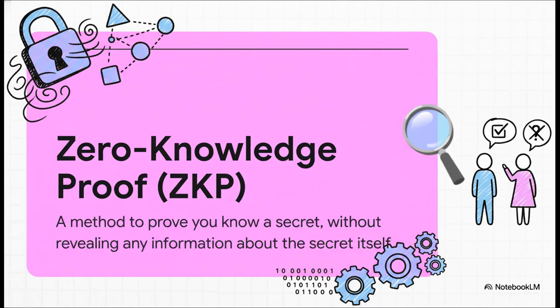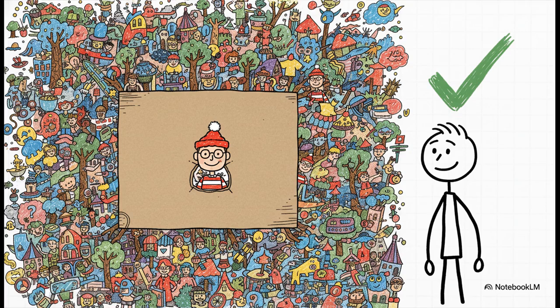Just like the name says, you prove your knowledge, but the other person learns, well, zero new information, other than the fact that your claim is true. My absolute favorite way to understand this is the Where's Wally analogy. So imagine you want to prove to a friend you found Wally, but you refuse to tell them where he is. Instead, you take this huge piece of cardboard, you cut a tiny, Wally-sized hole in it, and you place it over the page so only Wally is visible through the hole. Now, your friend is 100% convinced you found him, but they have learned absolutely nothing about his location on the page. That, in a nutshell, is a zero-knowledge proof.